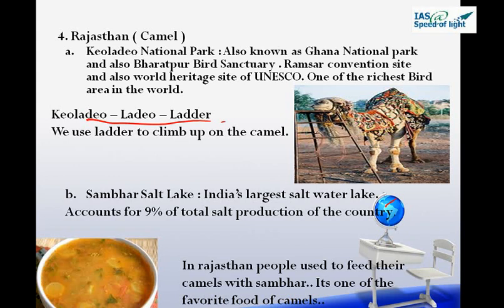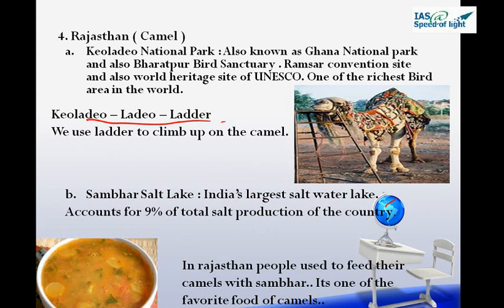Second is Sambhar Salt Lake. It is India's largest saltwater lake, and it accounts for 9% of the total salt production of the country, as you can read on your screen as well. Now we have to relate Sambhar, and our picture for Sambhar will be sambar. It's sambar, dosa sambar, idli sambar. So our image for Sambhar Salt Lake is sambar. In Rajasthan, people used to feed their camels with sambar, and it's one of the favorite foods of camels. It is very interesting and funny how the camel is eating the sambar.